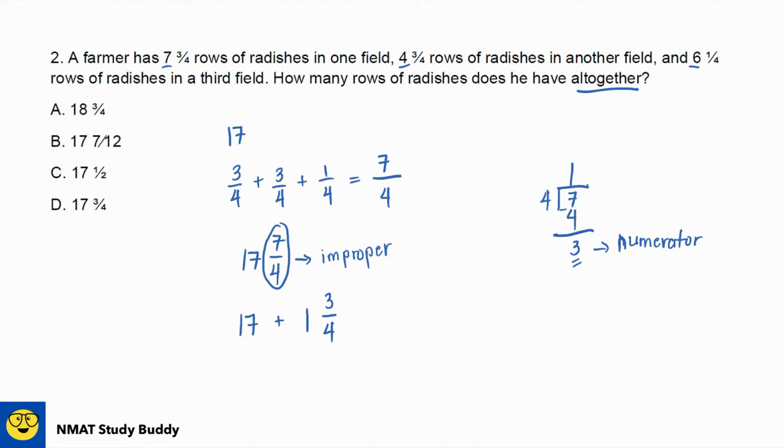And then, you will just copy the denominator here. So, that is how we got 1 and 3/4. And then, you can now add: 17 plus 1 is 18. And then, just copy the fraction part, which is 3/4. So, this one is the final answer, which is letter A.